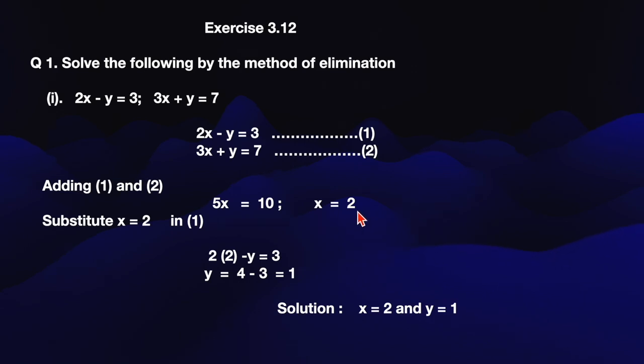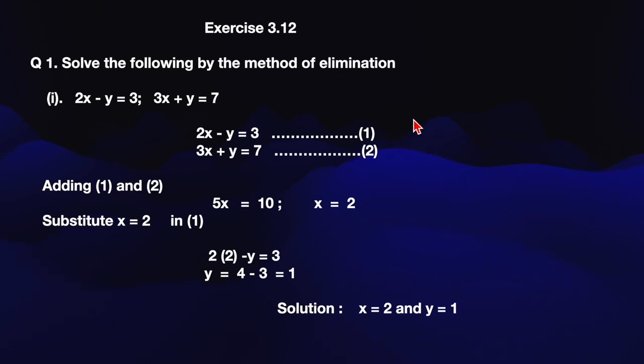Once I get the value of one variable, I will substitute it in any one of the equations. I've substituted it in the first equation and I get the value of y as 1. Even if you substitute in the second equation, you will get y as 1. So the solution is x is equal to 2, y is equal to 1. We call this the method of elimination.